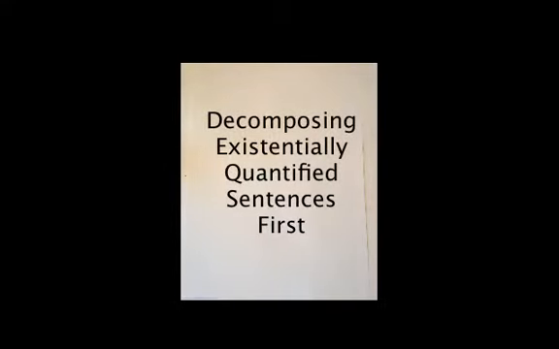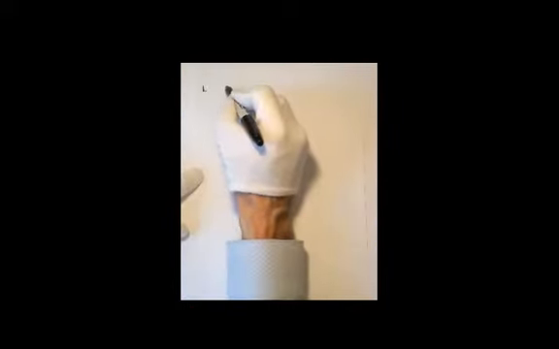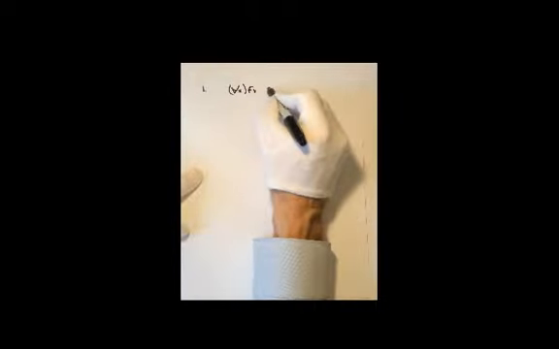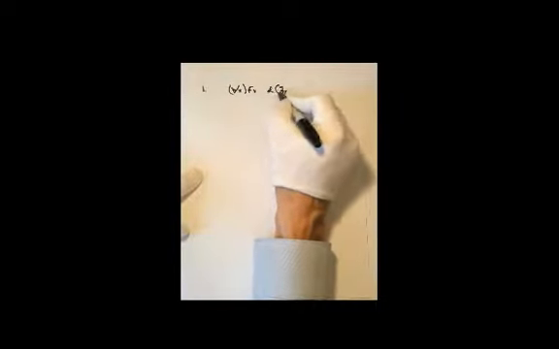Welcome to our discussion of a simple example that will help us illustrate the importance of decomposing existentially quantified sentences first. Let's consider the following sentence. Suppose someone said, for all x, f of x, and there is an x such that not f of x. So for example, if f of x was the predicate x is friendly, this would be someone saying everyone is friendly and someone is not friendly.